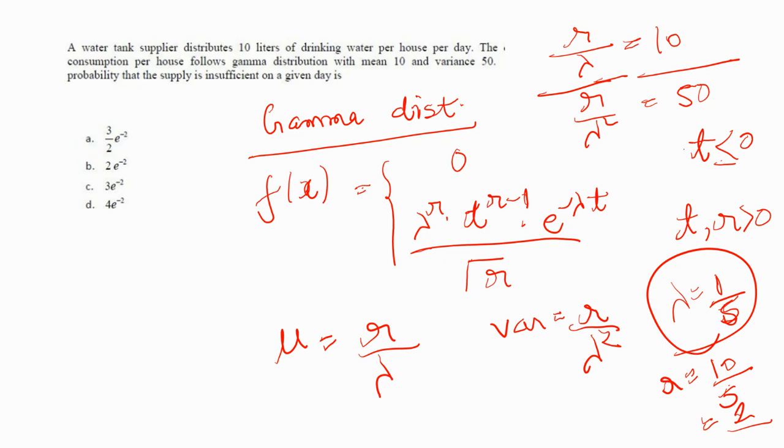Now, what is the probability that supply is insufficient? So generally, it supplies 10 liters of drinking water. If it is insufficient, that means the supply is less than 10 liters. So we need to find P(x less than 10).